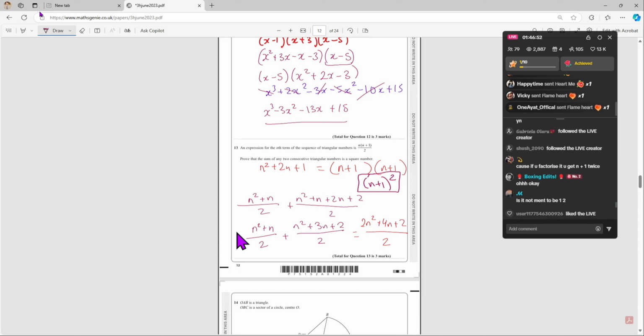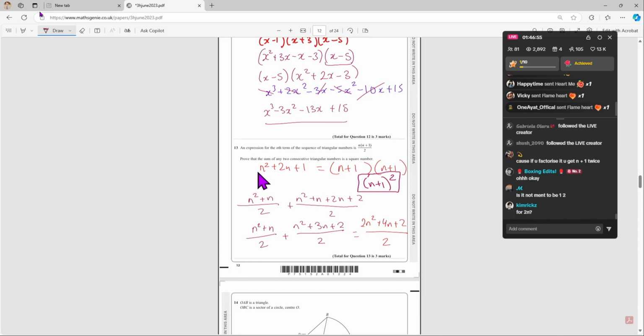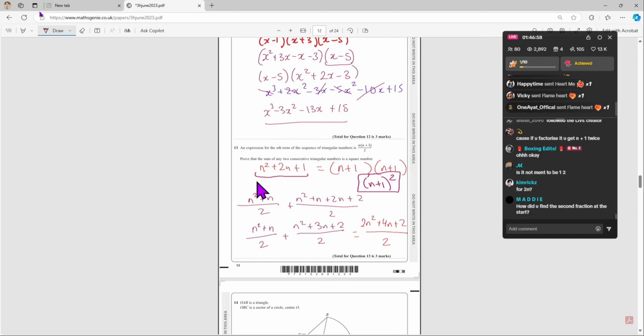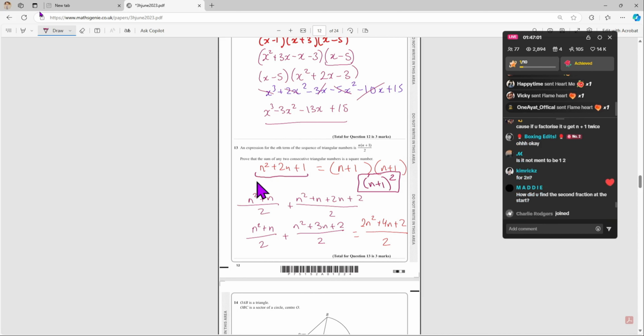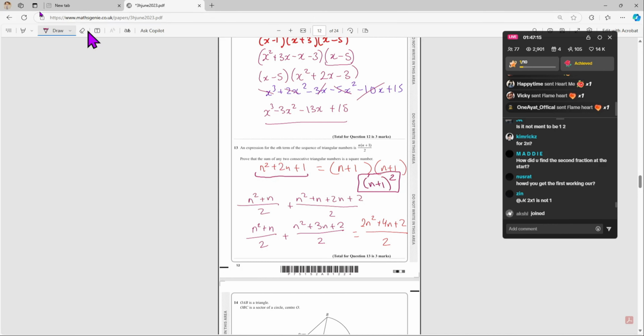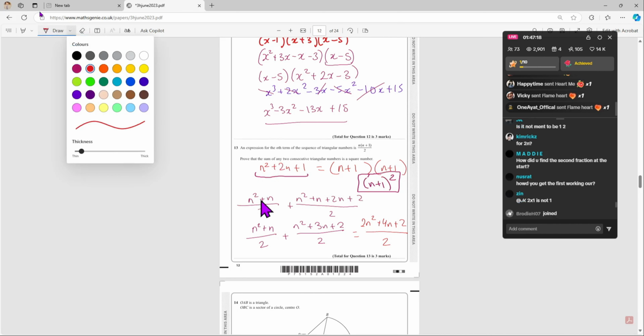Is it not meant to be 1 and 2? No, it isn't. Because if you factorize it, you need to know how to factorize this quadratic. How did I get the second bracket? So guys, as I told you that I didn't have space, I put the answer over here. So what I did was that it was n squared plus n over 2. That basically our first bracket, we expanded this out, right? And then for the second fraction, we did n plus 1, then times by n plus 2 in brackets, because with triangle numbers, you add a 1, then a 2, then a 3, okay?